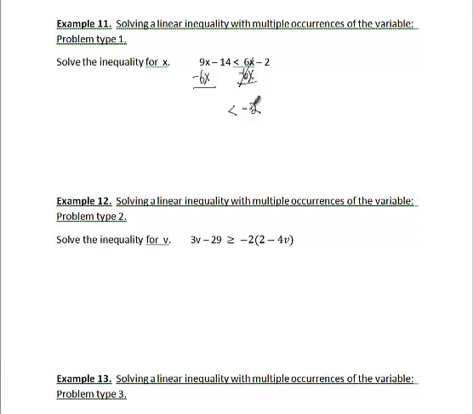We bring down the negative 2 to the next line. We were simply subtracting, and so we do not need to flip the inequality symbol. 9 minus 6 is 3 with an x, and we bring down the negative 14. To get the x by itself, we need to get rid of the 3 and the negative 14. So we add 14 to both sides.